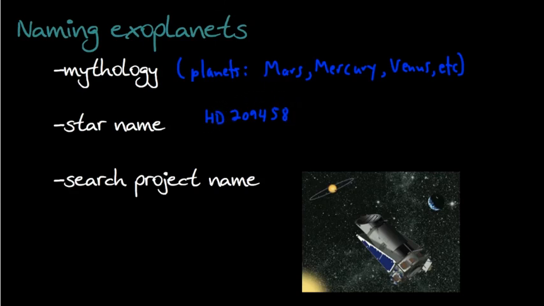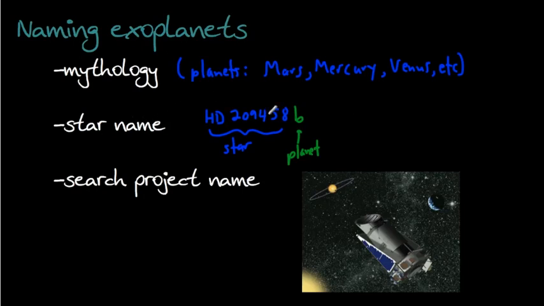And what we do is we add a little b to it. So this right here tells us that's the star, and then this little b right here tells us it's the planet. Now, what if we found another one around star HD 209458? Then the next planet will be called c, and the next one will be d, and then e, and then f, and so on.